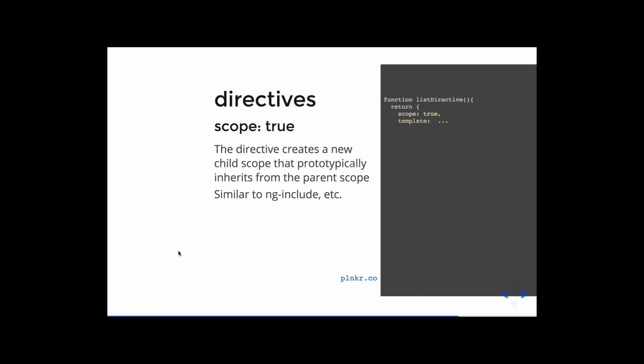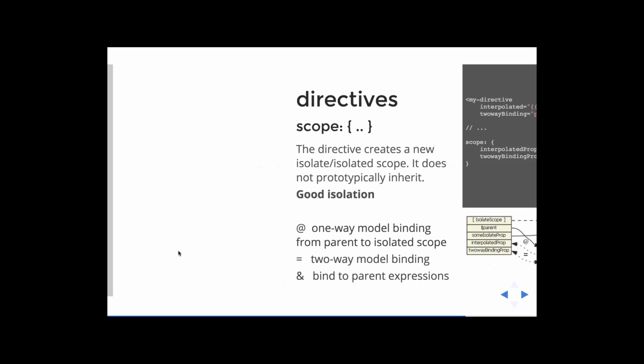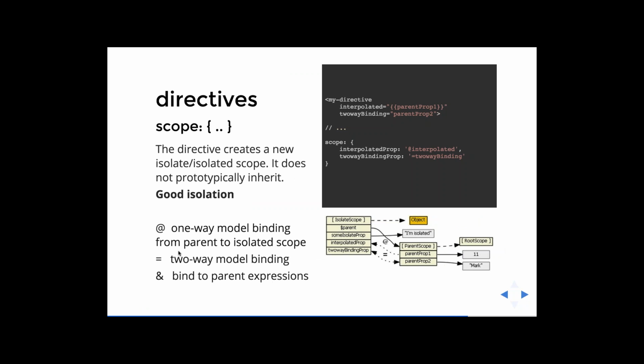It's much better to use scope true because it's going to create a new scope and they are not going to collide between them. Again, this is very similar to ng-include, so I'm not going to show the example. The best practice is to use scope with the brackets because this is going to create a new isolated scope. So we are not going to collide with some variables. This is a good isolation. There are 3 ways to pass in the parameters: the one-way model binding, the two-way model binding, and then for the expressions.